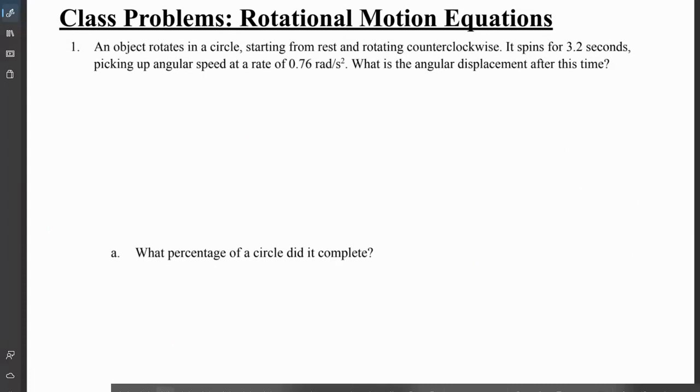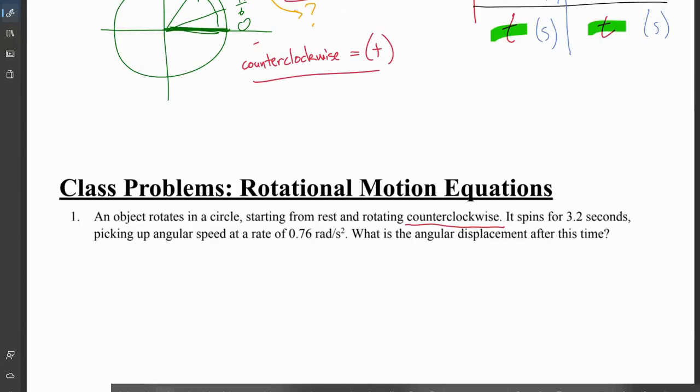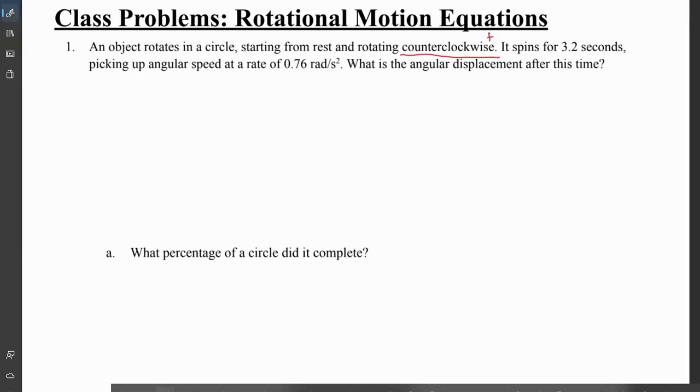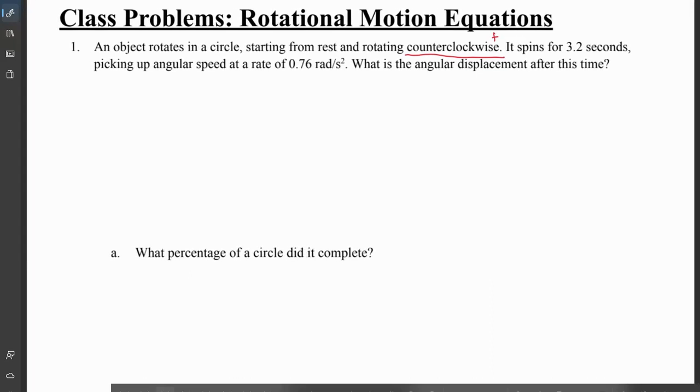Okay, so let's take a look at these. An object rotates in a circle, starting from rest and rotating counterclockwise. Remember, what does counterclockwise mean? Counterclockwise just means positive. Okay. It spins for 3.2 seconds, picking up angular speed at a rate of 0.76 radians per second squared. What is the angular displacement after this time? All right, so remember, how did we treat motion equations at the beginning of the year? We used the GUESS check method. Givens, unknown, equation, substitute, solve. Let's use the same method.